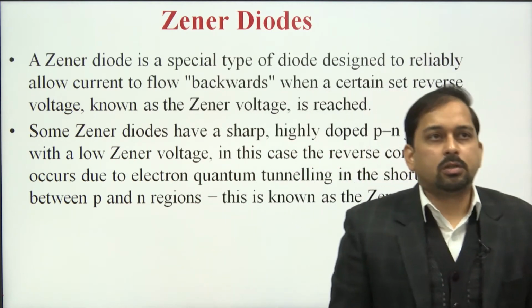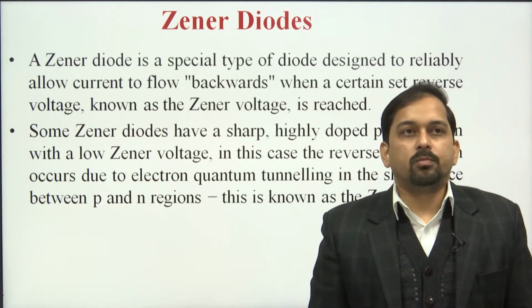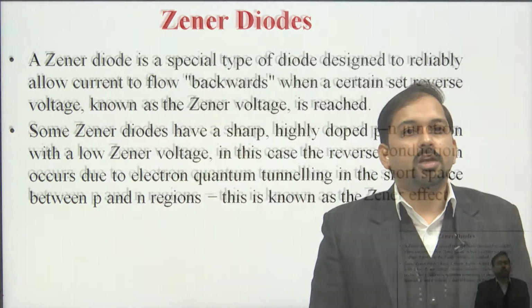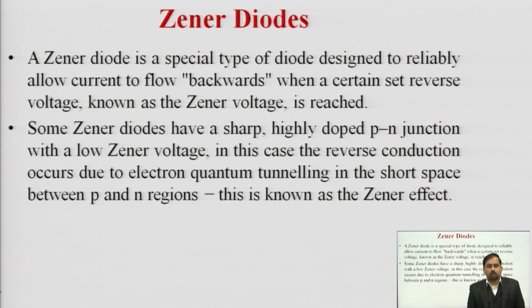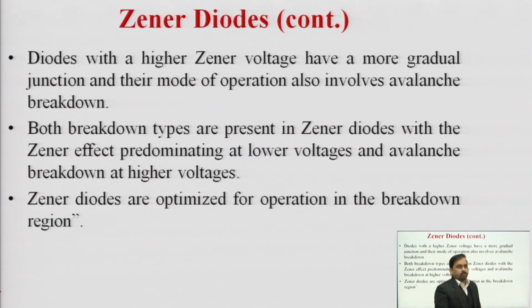A Zener diode is a special purpose diode which is designed to operate in a reverse bias condition. Some Zener diodes have a very sharp and highly doped p-n junction with a low Zener voltage. In this case the reverse conduction occurs due to the quantum mechanical tunneling effect across the short space between the p and n regions. This is known as the Zener effect.